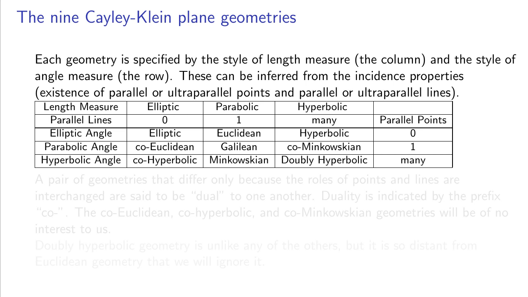Then we can look at other geometries that use the same parabolic length measure as Euclidean geometry. The one we'll study in some detail is Minkowskian geometry. I will mention only briefly Galilean geometry, in which there are unique parallel points. Then there are three other geometries I haven't mentioned, which are Minkowskian, Euclidean, or hyperbolic, with the role of points and lines reversed. If you understand hyperbolic geometry, you also understand cohyperbolic geometry and so on. So we will say nothing more about these three. Finally, there's doubly hyperbolic geometry, which is so weird I'm just going to ignore it.